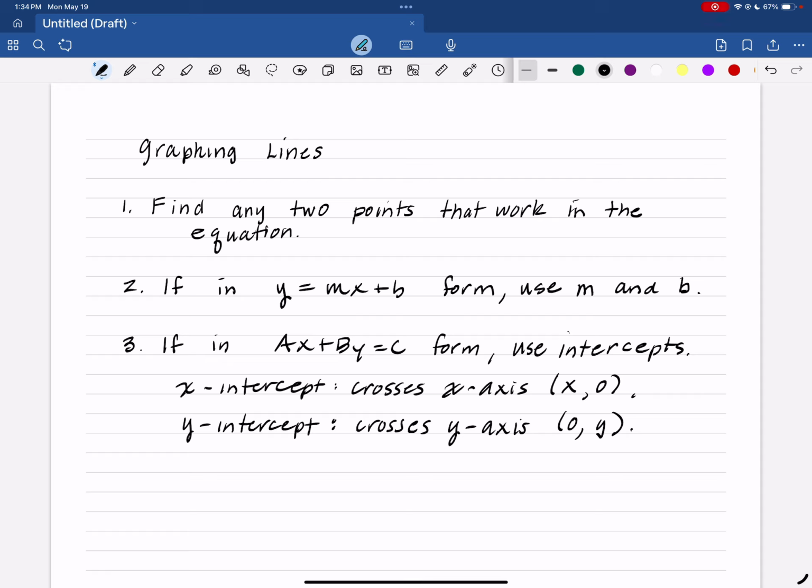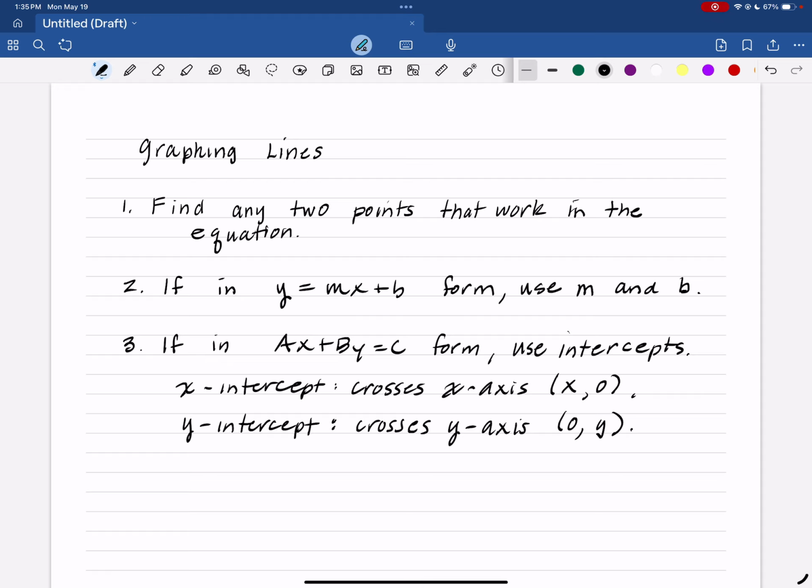Now, there are several ways to graph lines. One is to find any 2 points that work in the equation. Okay, and that's pretty common. So you've got an equation, you find 2 points that balance out the equation, plot those 2 points, and you got your line.